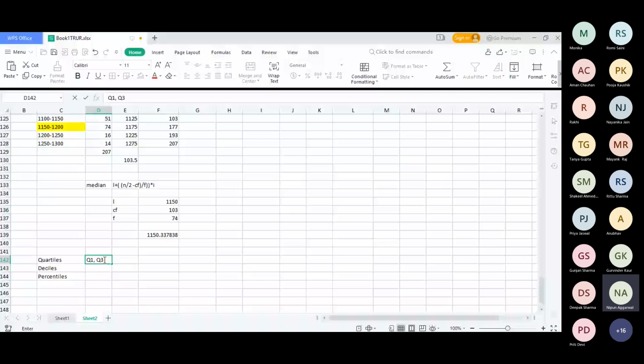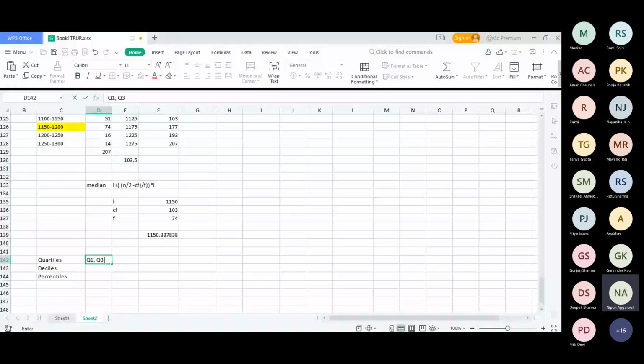Q1 says 25% is below it and 75% is above it. Q2 is 50% below and 50% above, which is none other than the median. So if we are calculating Q2, we are calculating the median. That's why we are not defining Q2 separately. So we have Q1 and Q3 in quartiles. Q1 says 25% below, 75% above, and Q3 says 75% below and 25% above.